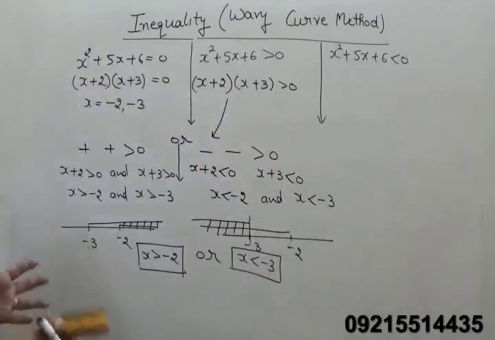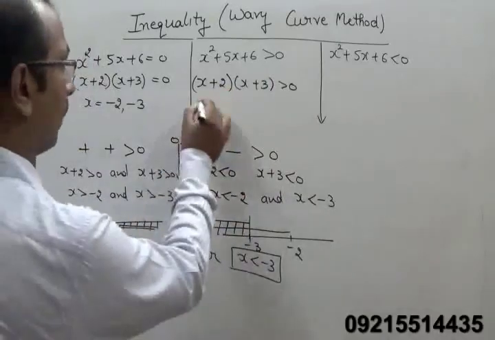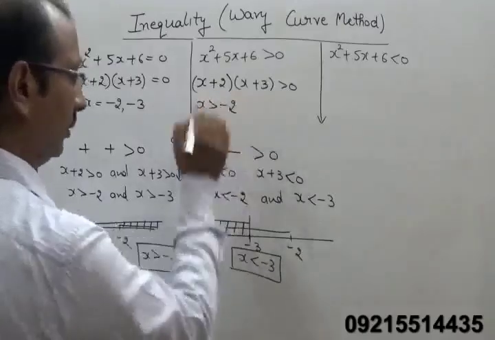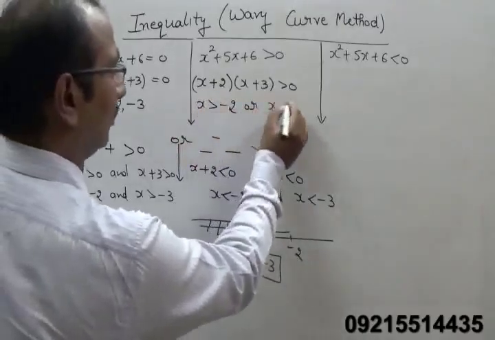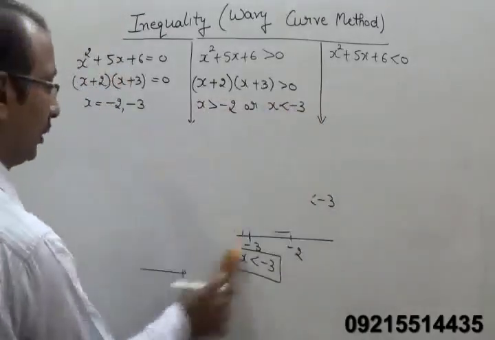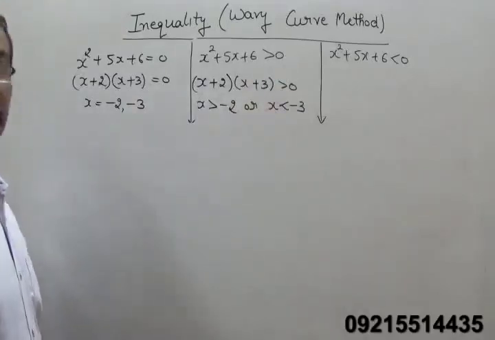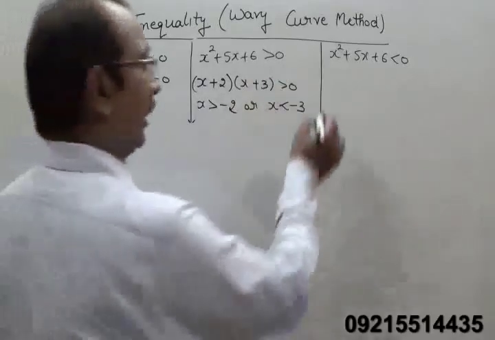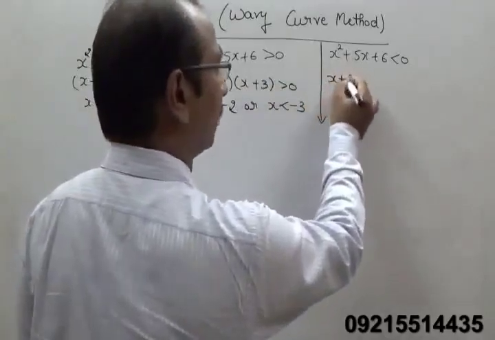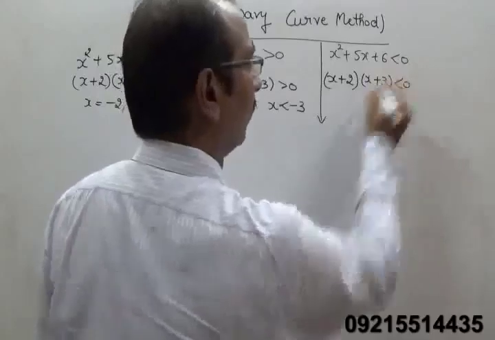So that is the first approach. Here finally I have stated that I have got it as x is greater than minus 2 or x is less than minus 3. This is the answer to my question. Now I am going to understand the second one, x square plus 5x plus 6 less than 0. I try to make the factors. This is (x plus 2) into (x plus 3), and this is less than 0, right?